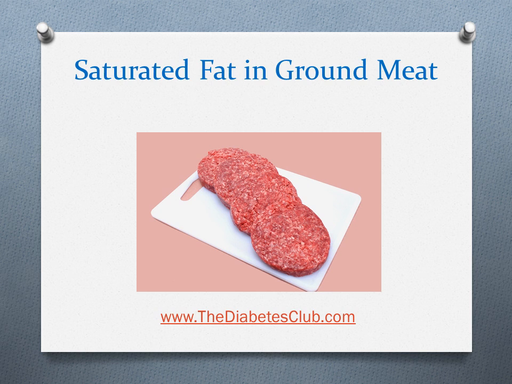Ground meat also can be very high in fat. You see that all that white stuff in these hamburgers is fat, mainly saturated fat. When you eat a hamburger at McDonald's or Burger King, probably 30 or 40% of that hamburger is going to be saturated fat, so be aware.